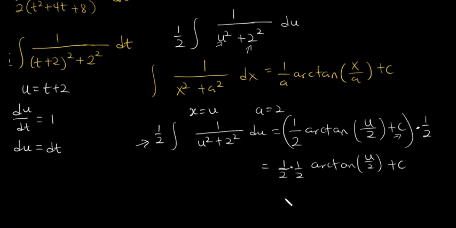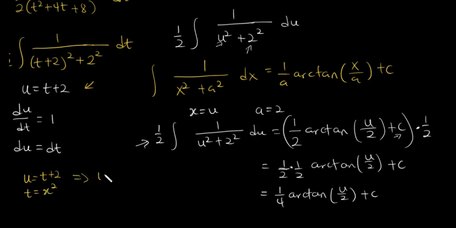All right, so at the end we are going to have 1 over 4 arctan of u over 2, plus C. But don't forget the question was given to us in terms of x. So our final answer too must be in terms of x. From here, we learned that u is equal to t plus 2. And from the early substitution that we did, we learned that t is equal to x squared. That was the first substitution that we did. So therefore u will be equal to x squared plus 2.